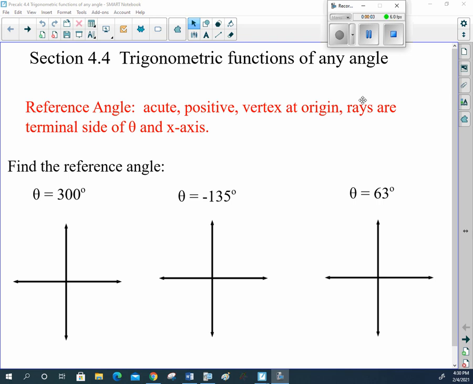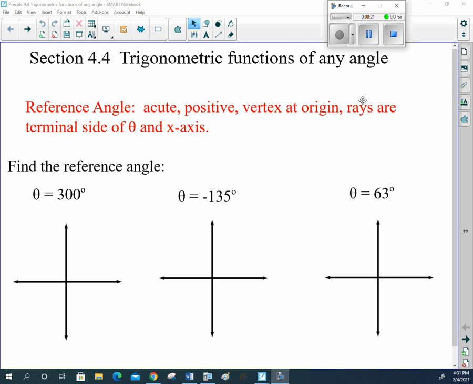Okay, we're going to start off by finding a reference angle. So we've got the definition here. A reference angle is acute, so that means it's less than 90. It's positive, so it doesn't matter whether you rotate a negative direction or a positive direction. An acute angle is always defined as a positive value.